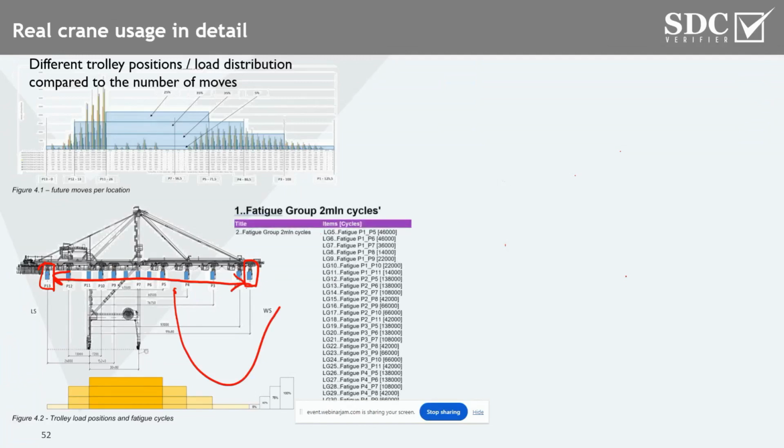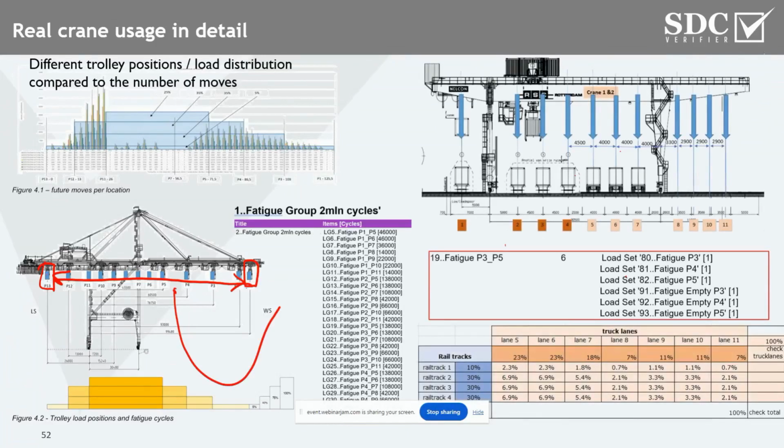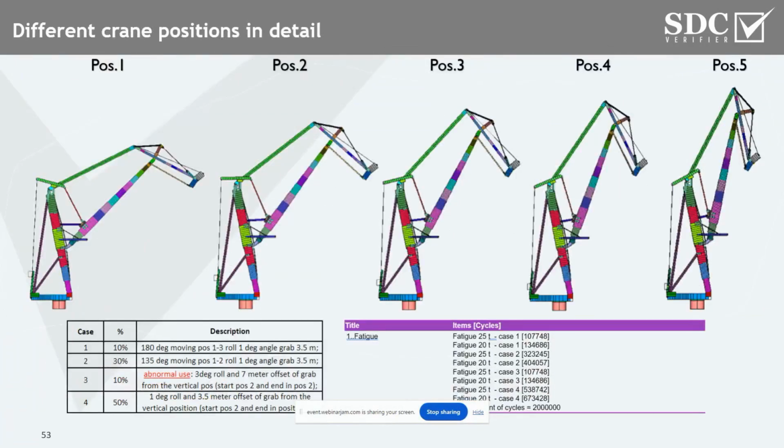So SDC allows you to take this distribution into account in detail as well. It's not related only to STS cranes, but also to RSC cranes and all kinds of cranes, including the ones that require multiple positions of the boom or jib or other parts.